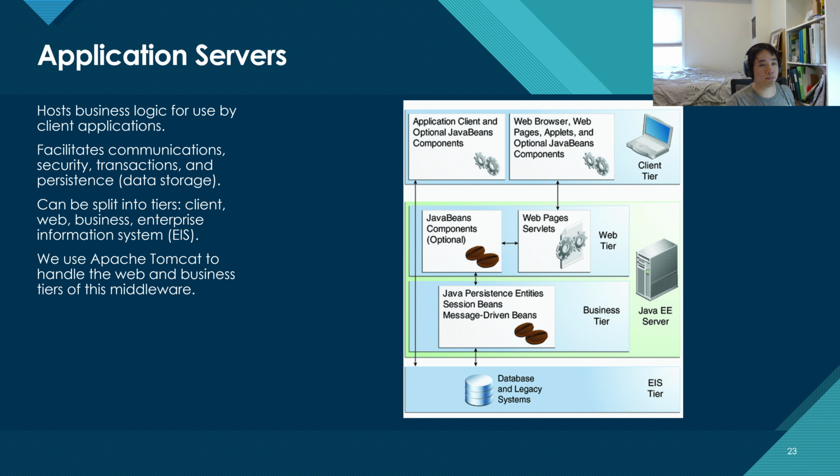It also provides the communications, the security, the different request transactions and data storage, also called persistence. All these will be provided in the application servers, so it has quite a lot to do. You can split these into tiers: the client, the web, the business, and the enterprise information system, which is the database. Here we're gonna use Apache Tomcat to work with this application server middleware.